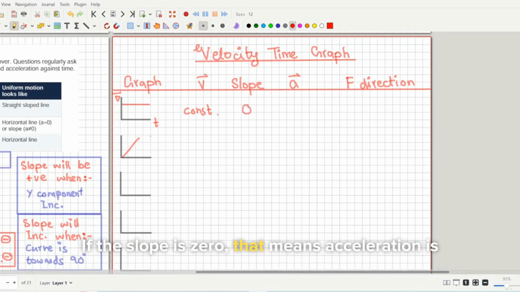If the slope is 0, that means acceleration is 0, and you don't need to know about the direction of force, because if acceleration is 0, then that means there is no force at all, right?